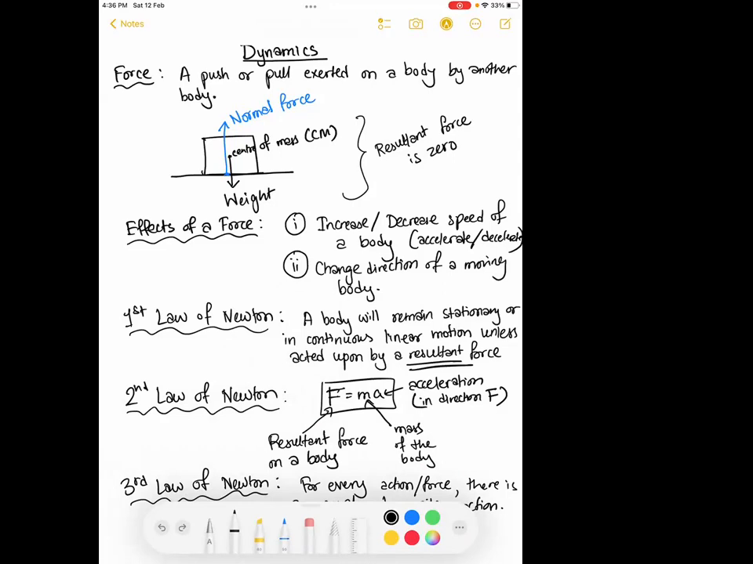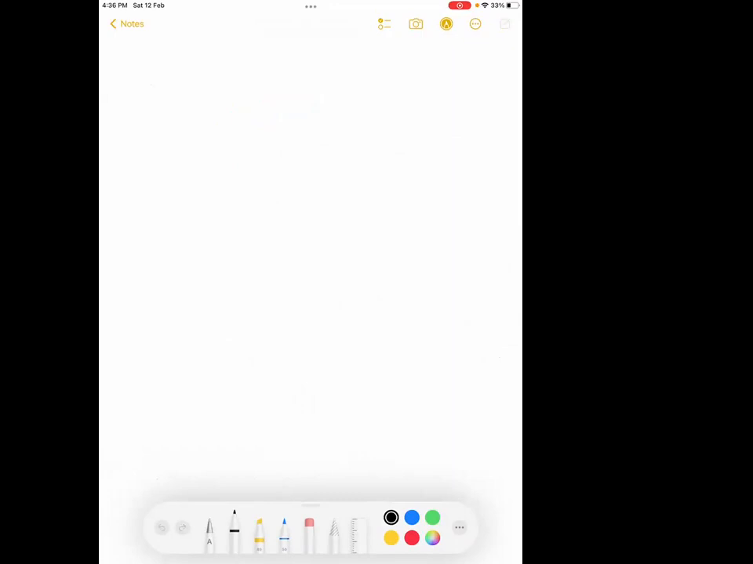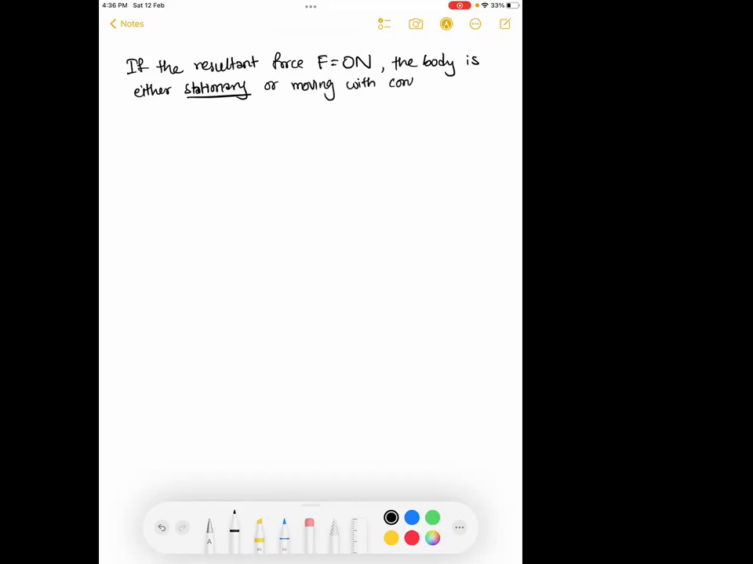One thing I want to mention is that if the resultant force is equal to 0 Newton, the body is either stationary or moving with constant velocity. Constant velocity means 0 acceleration.